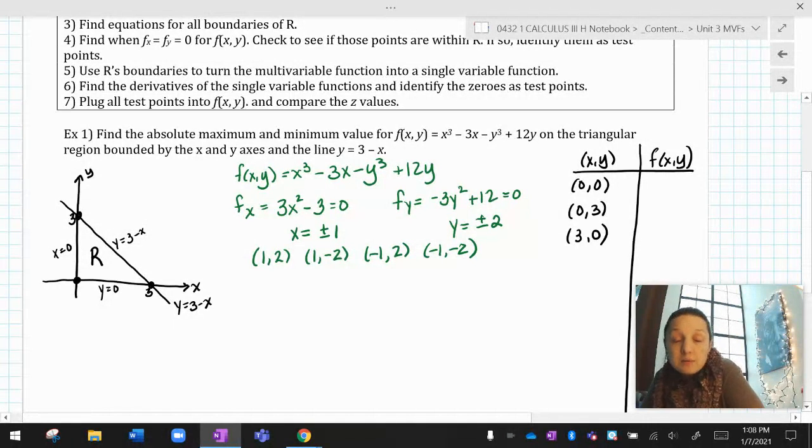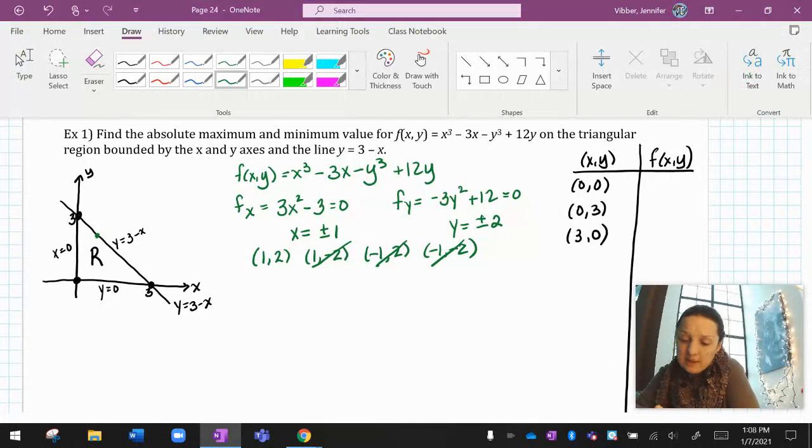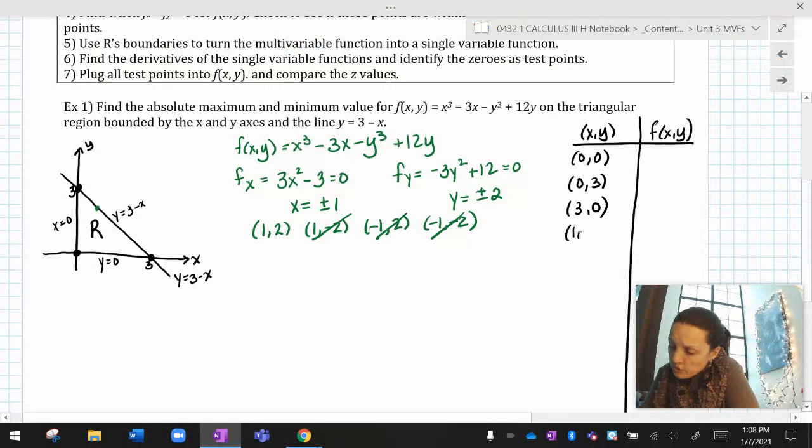Except I need to make sure those are on my region. Well, my region only has positive x values and positive y values. So that's not in my region. And the point (1, 2) would actually be right on the line y equals 3 minus x. That's a coincidence. So I am going to test that one. So (1, 2) is another candidate. What I just did is I tested inside and a little bit on the edge of the region to see if there's any relative extrema that might crop up.